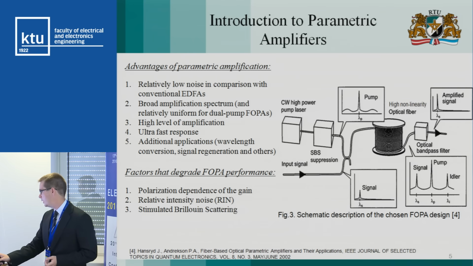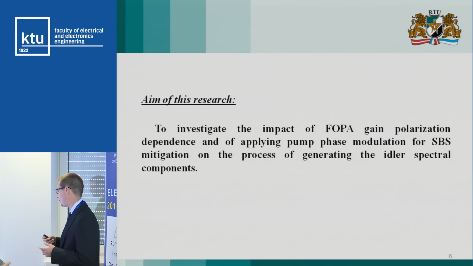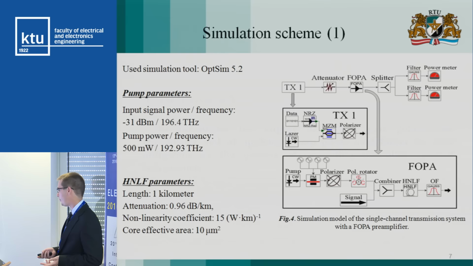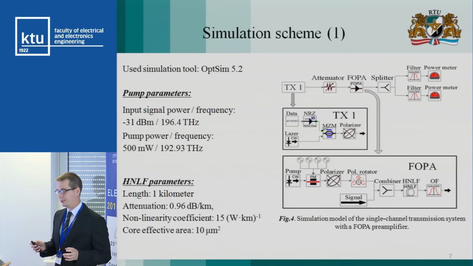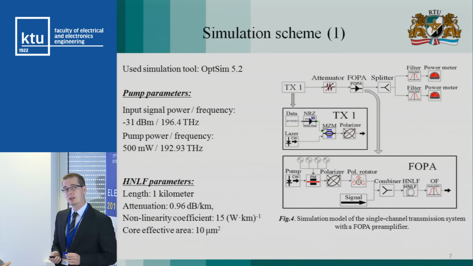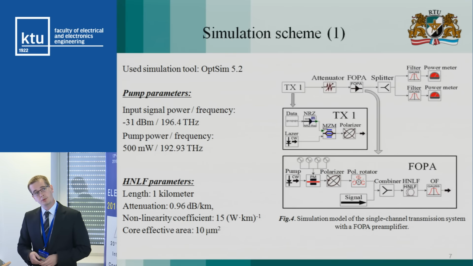Therefore, the aim of this research was to investigate the impact of fiber optical parametric amplifier gain polarization dependence and applying pump phase modulation for stimulated Brillouin scattering mitigation on the process of generation of the idlers. In our first experiment, we observed the dependence of idler generation efficiency on the polarization mismatch between the signal and the pump. The following simulation scheme was used.